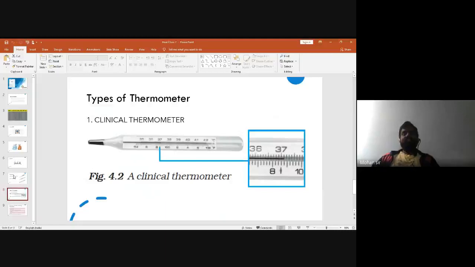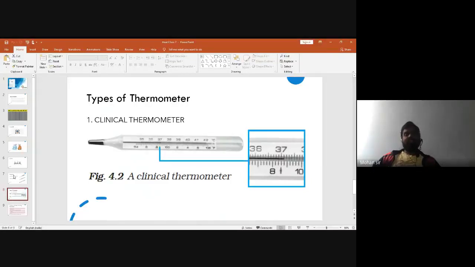Looking at the diagram, we come to know that the clinical thermometer has a long and narrow uniform glass tube, inside which there is a black colored material. That black colored material is mercury. Mercury is a liquid metal. It is liquid at room temperature. That is why mercury is used in clinical thermometers.